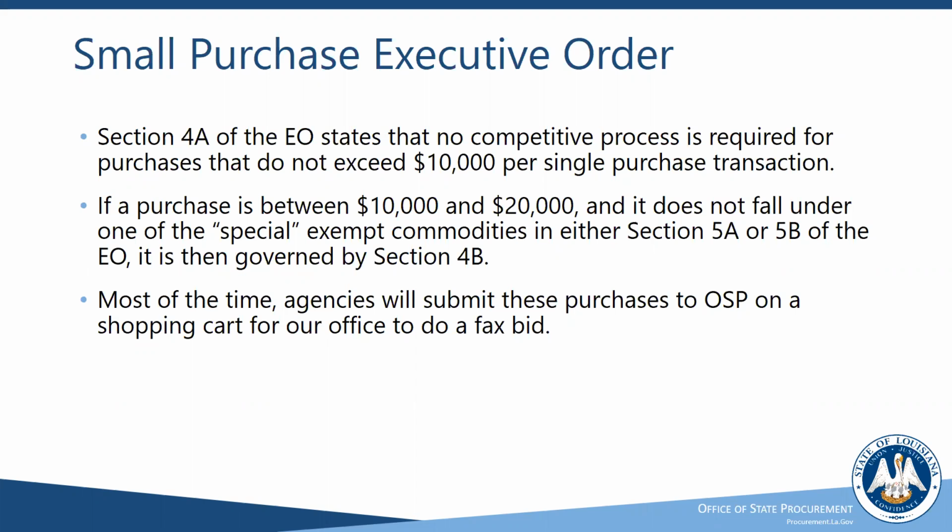So most agencies purchase goods and services under $10,000 either by using their P cards or by issuing low-dollar POs within their agency's DPA. So if the purchase is between 10 and 20 and it does not fall under one of the special exempt commodities in either Section 5A or 5B of the EO, it is then governed by Section 4B. So most of the times, agencies submit these purchases to OSP on a shopping cart for our office to do a fax bid.